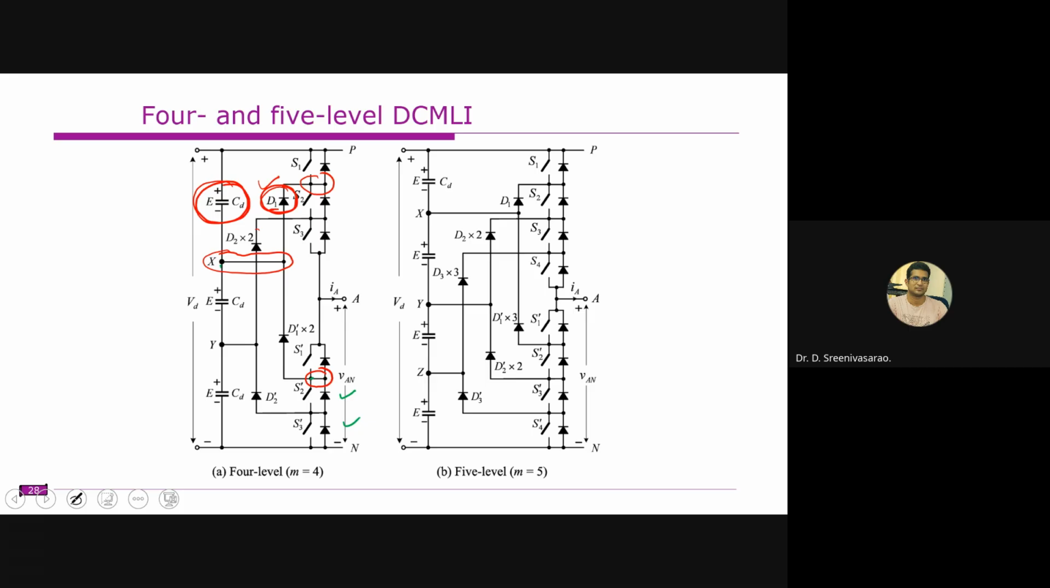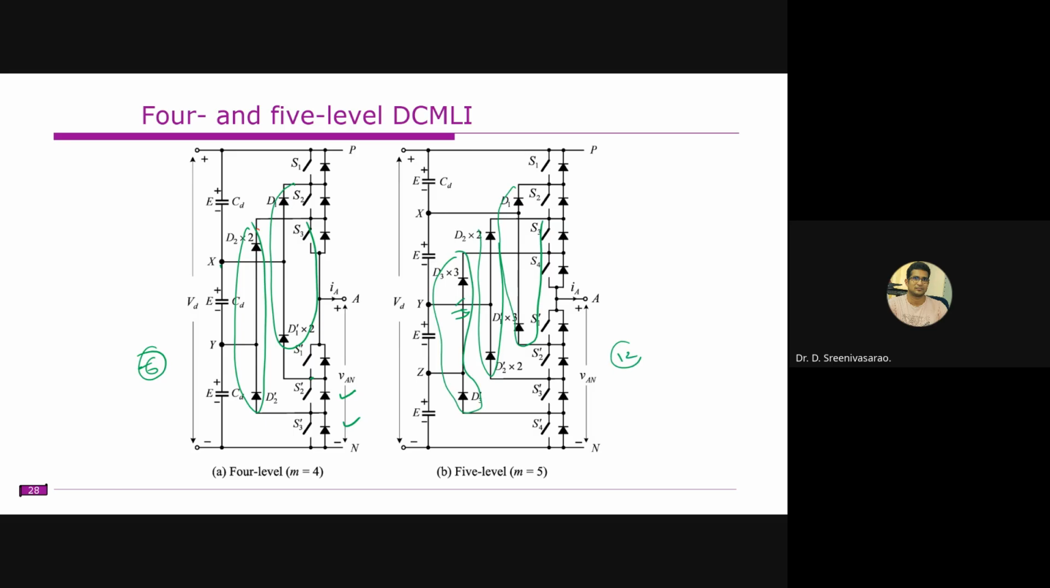So we have one more diode of the same rating, which is connected in series. Same thing here also, it's D1 into 3, meaning there are 3 diodes here because they are supposed to withstand a different voltage level. So we have 3 diodes here and 3 diodes here, so 6 diodes are required per phase. And here you have 4 diodes, and this is another 4 diodes, so 4 into 3, you require 12. So typically you require m minus 1 into m minus 2 diodes per phase.